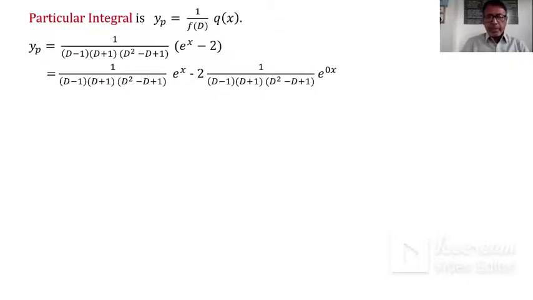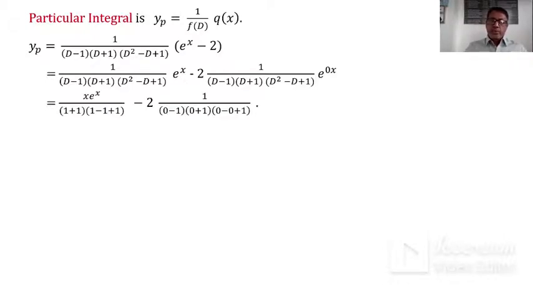If we substitute this in our second result, we get x to the power 1, that means x e to the power x divided by 1 factorial into bracket 1 plus 1 in the other bracket 1 square minus 1 plus 1. Now for the second term, if we substitute D by 0, then this denominator is non-zero. Therefore, by theorem 1, we directly substitute D by 0.